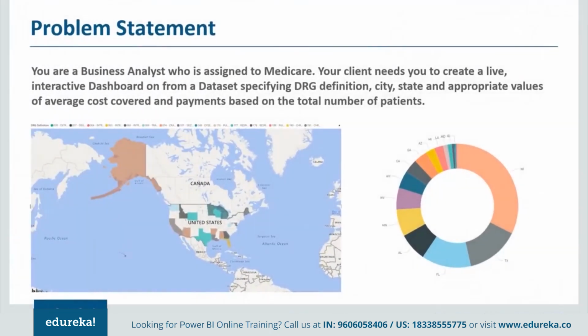So the demo says you're a business analyst who is assigned to Medicare, which is your client, and they need you to create a live interactive dashboard from the data set they're providing you with. It should have your drug definition, the city, state, and appropriate values and costs covered for the total number of patients that are admitted in various hospitals in different areas. So let's see how we can do it.